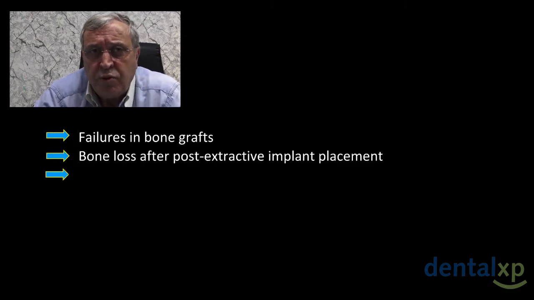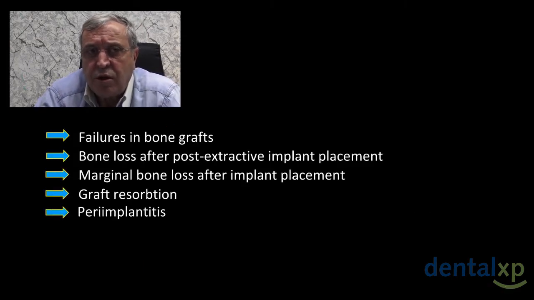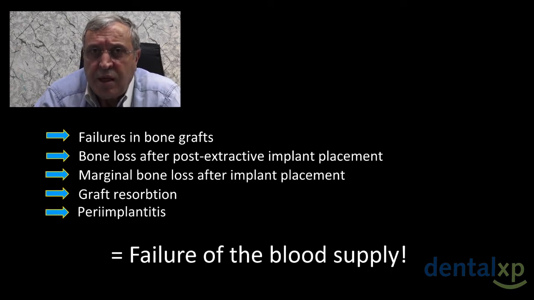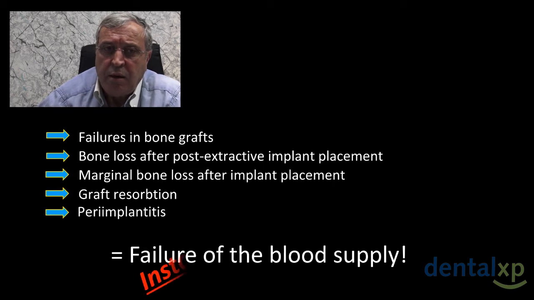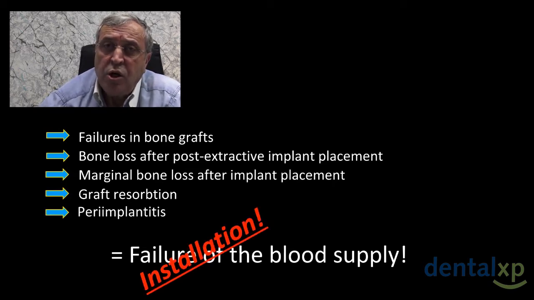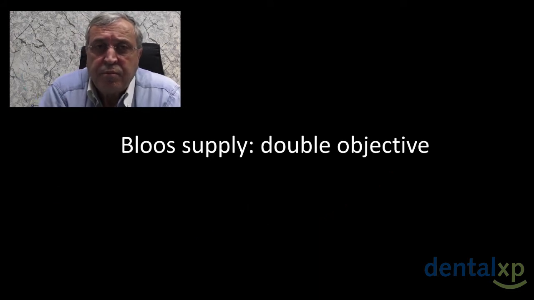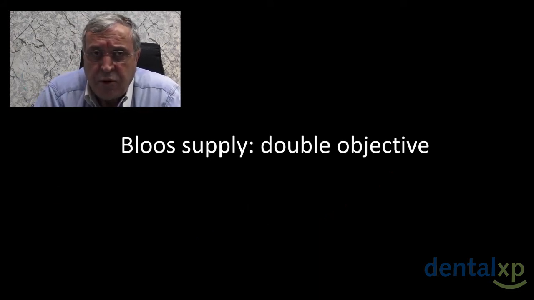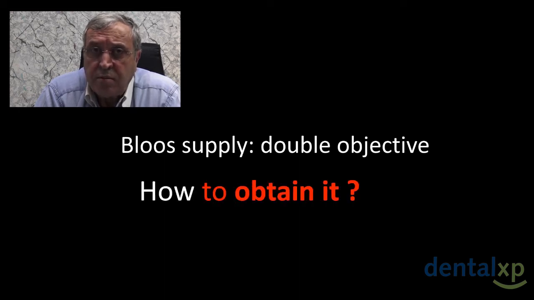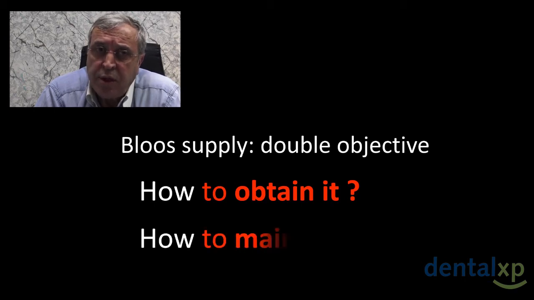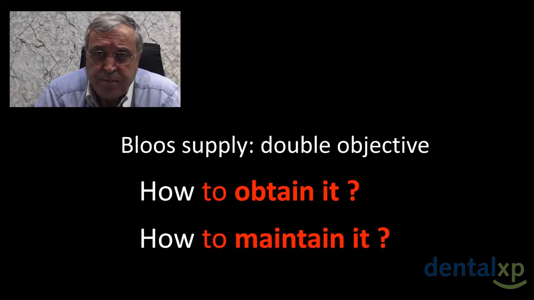All the failures that we meet in oral surgery, we can say this is only a failure in the blood supply, in the installation or in the maintenance. Then we have two objectives. First is how to obtain this blood supply, but the second, obligatory, is how to maintain it.